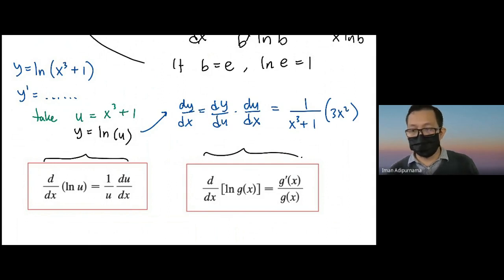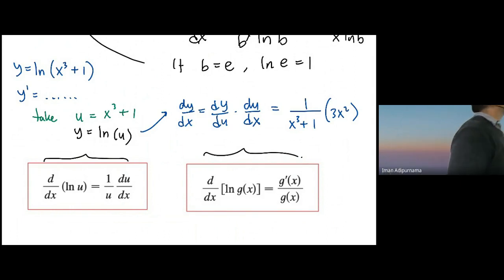Or if it is simple enough, we can directly look at this ln here. If you differentiate, the whole thing becomes 1 over x cubed plus 1, multiplied with the chain rule. The inside function is x cubed plus 1. Differentiate, 3x squared. So 1 over x cubed plus 1 multiplied with 3x squared.